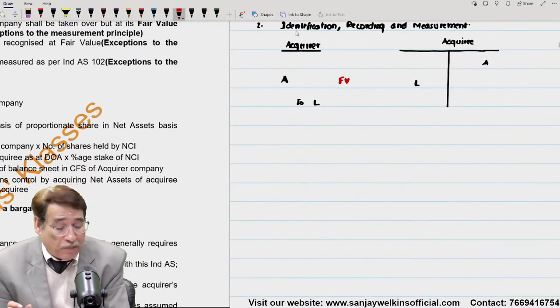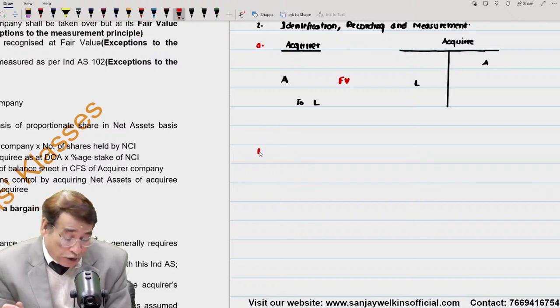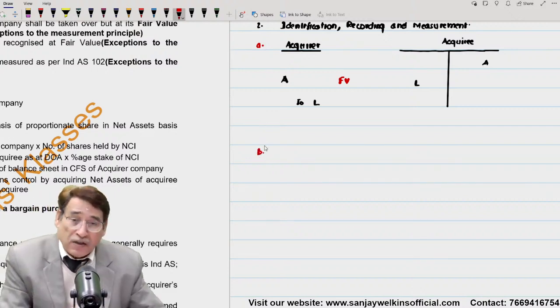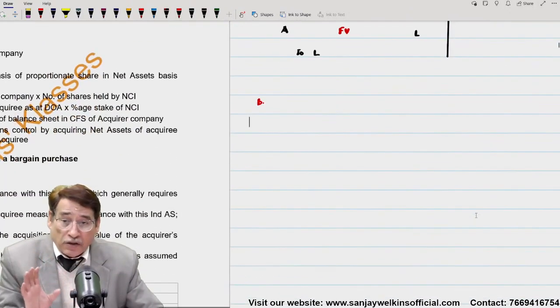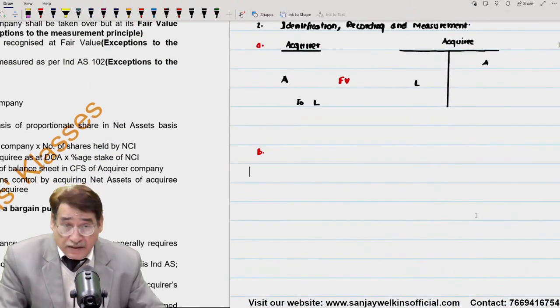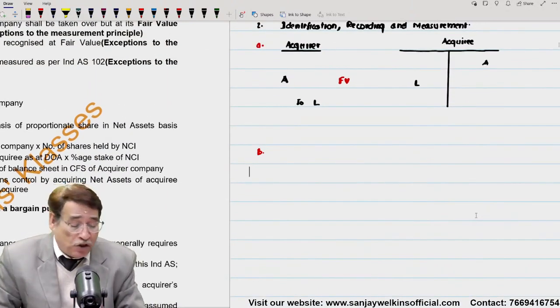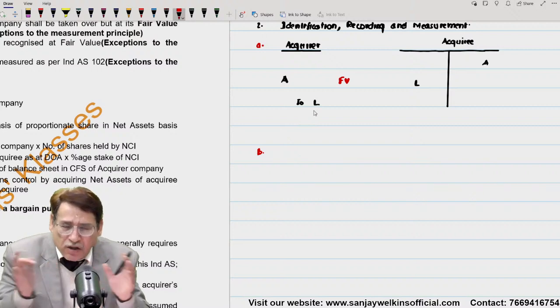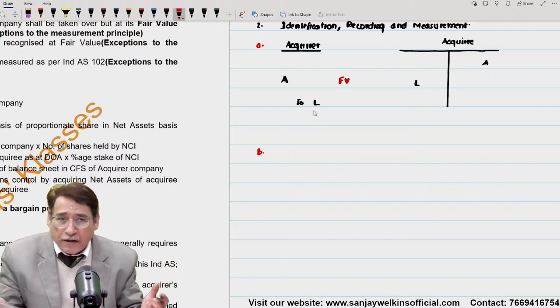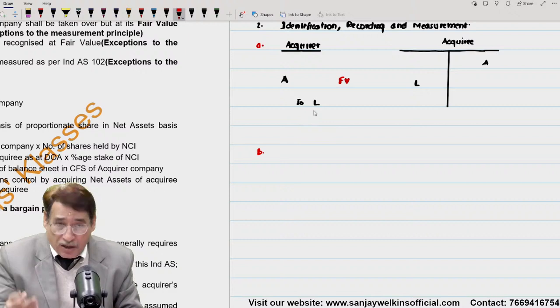So this is our second step of accounting, and here I am elaborating point number A. Now we come to the second point under the second step. The second step deals, in simple words, with identification, recording, and measurement. The general rule is that all the assets and liabilities will be recorded by the acquirer entity at fair value. This is the common principle. However, there may be some exceptions.